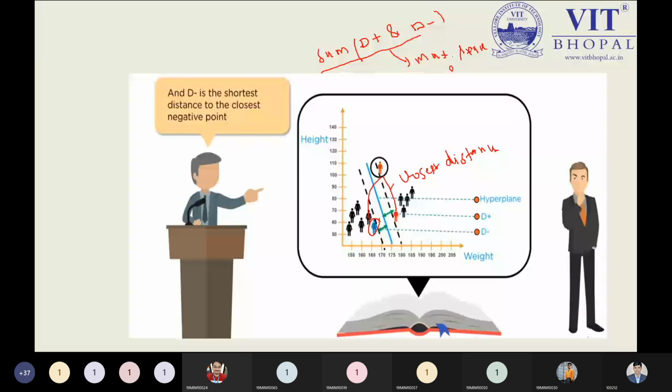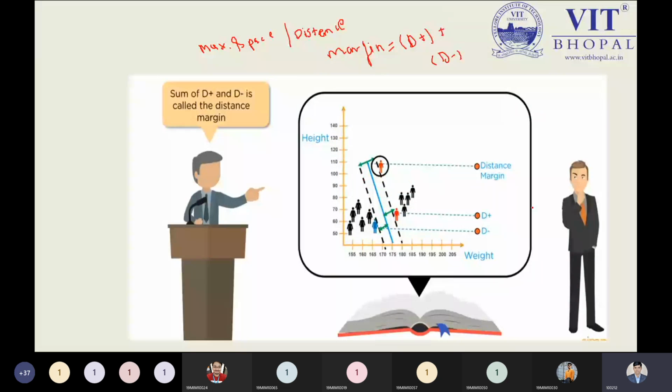or I can say the distance margin. This would be equivalent to the distance margin. Okay, so this would be the distance margin. It is written over here: the sum of D plus and D minus is called the distance margin. So the distance margin is equivalent to the maximum space. We can consider the distance margin or this maximum space, both have the same sense. No problem.